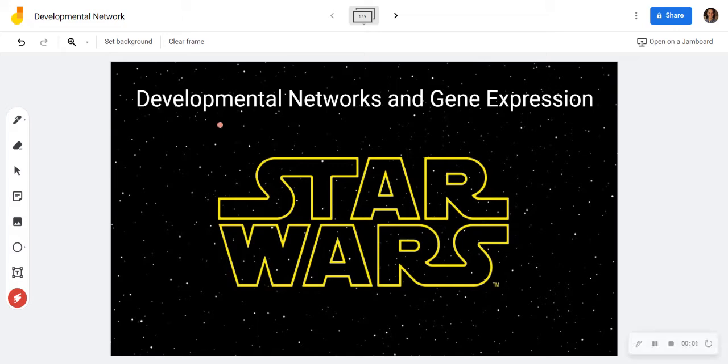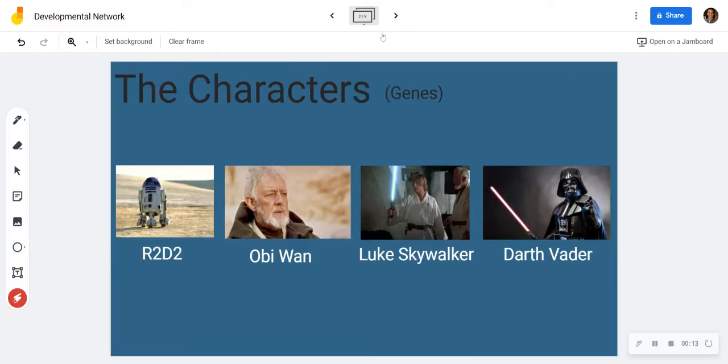All right, today we'll be talking about developmental networks and gene expression, and we will use Star Wars and some of its characters as an example to create a developmental network and analyze how multiple different gene products interact together to lead to a certain expressed phenotype.